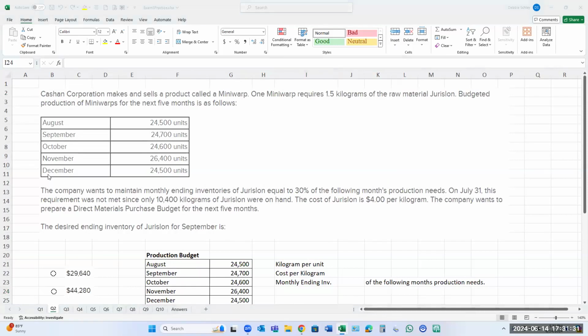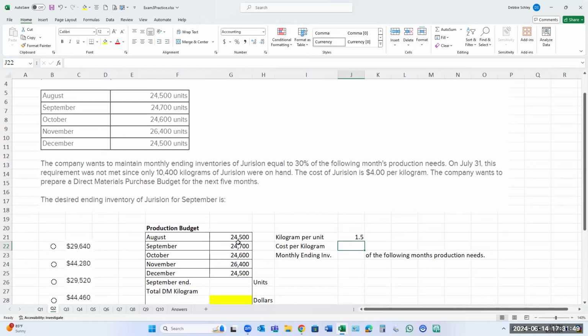All right, question 2. Kashan Corporation makes and sells a product called Mini Warp. One Mini Warp requires 1.5 kilograms per unit of raw material Jerchlon. Budgeted production of Mini Warp for the next 5 months is as follows. So I just copied those units down. There's my production budget. The company wants to maintain a monthly ending inventory of Jerchlon equal to 30% of the following month's production need. On July 31st, this requirement was not met.